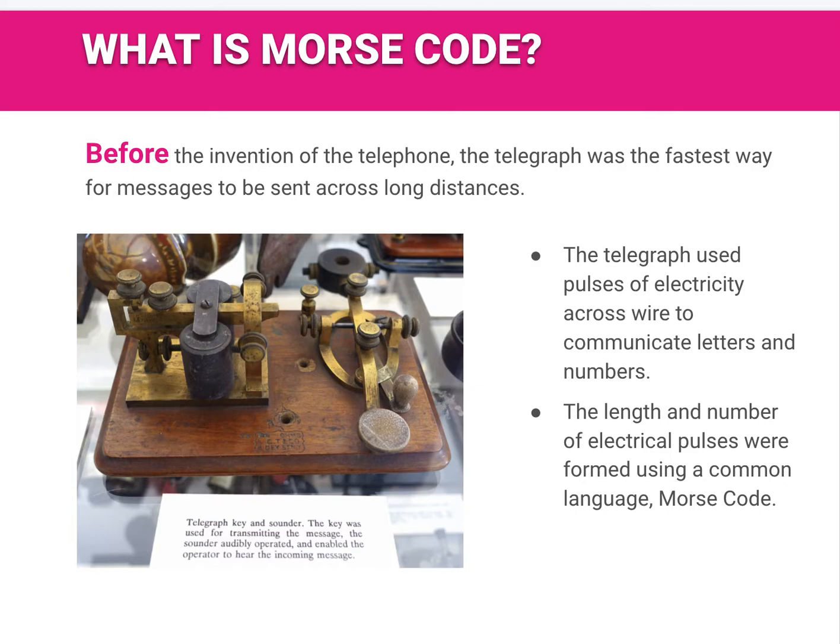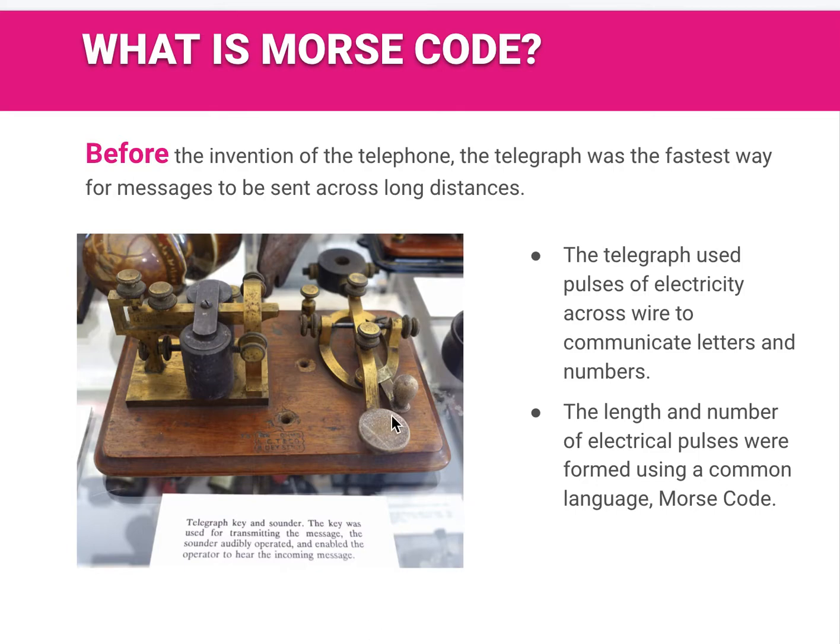The telegraph used pulses of electricity across wire to communicate letters and numbers. The length and number of electrical pulses were formed using a common language, Morse code, named after one of its inventors, Samuel Morse. You can see here in this picture an early version of a telegraph, along with the key and the sounder. We're not going to focus too much on the parts of the telegraph, because today's goal is to create our own Morse code using splats.